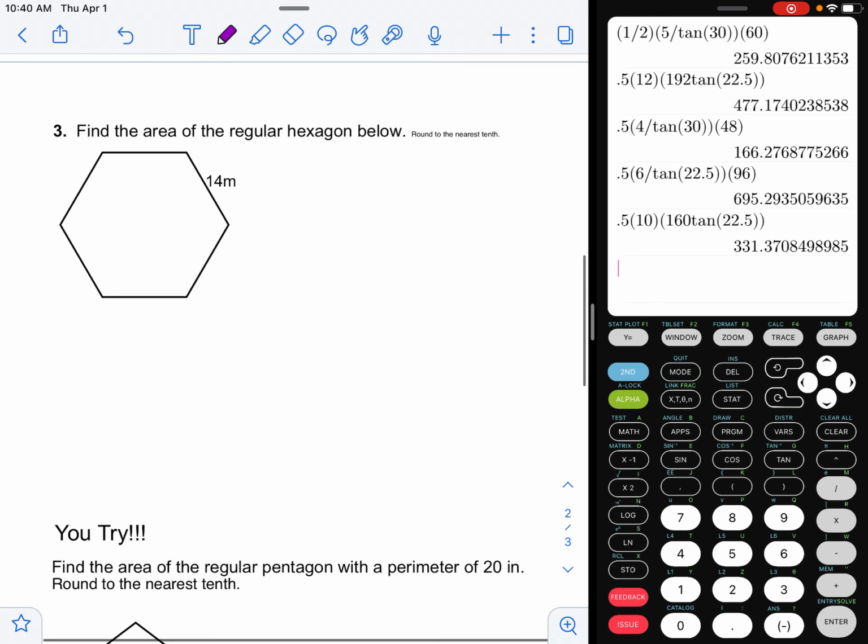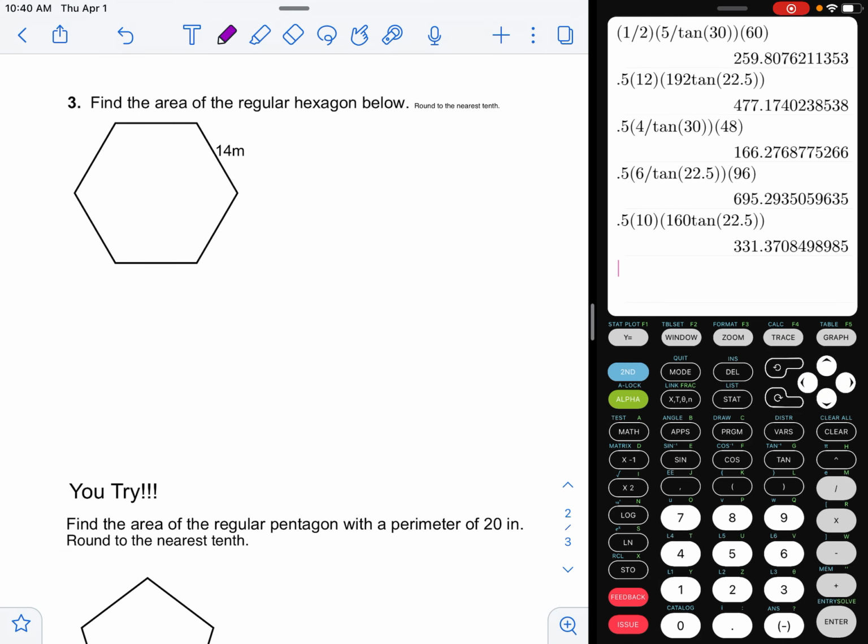All right, let's try one more, and then you can pause the video and try the last one on your own. Find the area of the regular hexagon below. Round your answer to the nearest tenth. So I'm going to do area equals 1/2 apothem times perimeter. Area equals 1/2. Was I given the apothem? No, it's not even drawn in, so no, I'll leave a space for it.